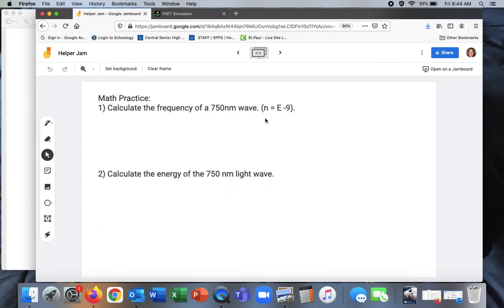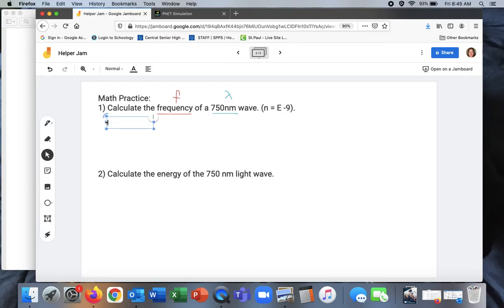So I put in a practice problem here. It says calculate the frequency of a 750 nanometer wave. So what do we know? Well, we know 750 nanometers, that's wavelength. And our question is to find frequency. So we have to have a formula that includes both frequency and wavelength.